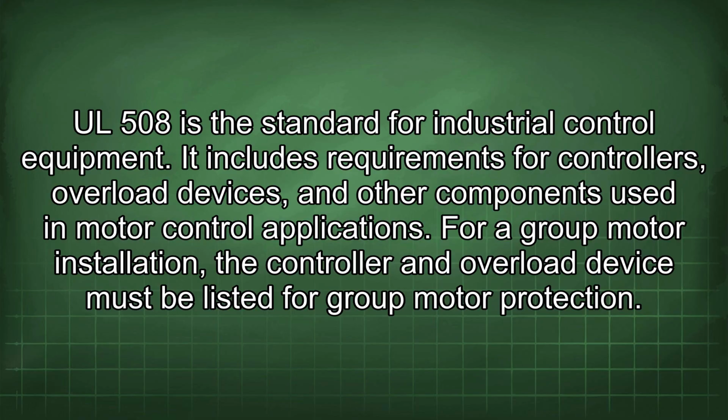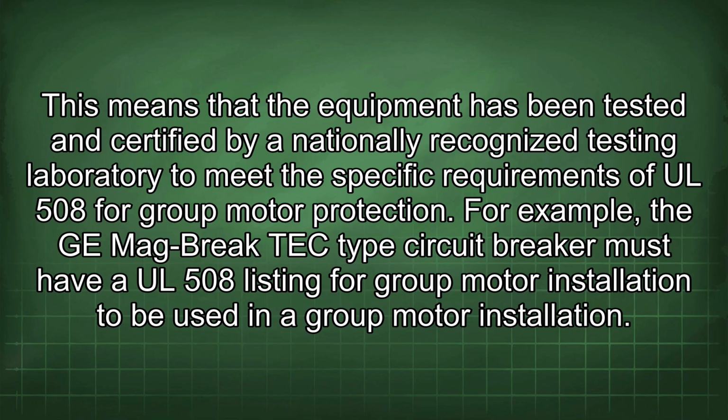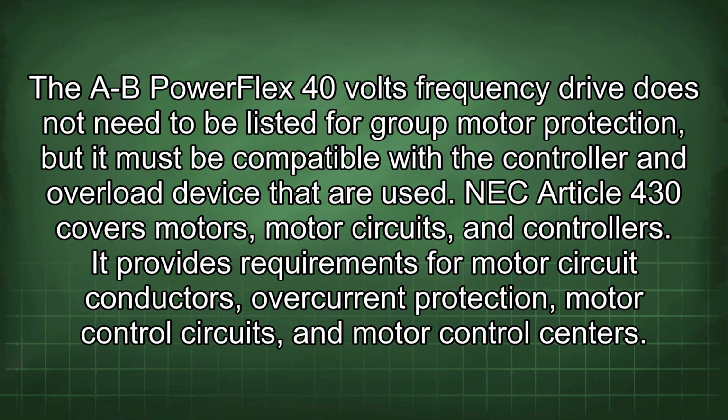For a group motor installation, the controller and overload device must be listed for group motor protection. This means that the equipment has been tested and certified by a nationally recognized testing laboratory to meet the specific requirements of UL 508 for group motor protection. For example, the GE Mag Brake TC type circuit breaker must have a UL 508 listing for group motor installation to be used in a group motor installation. The AB PowerFlex 40 volts frequency drive does not need to be listed for group motor protection, but it must be compatible with the controller and overload device that are used.